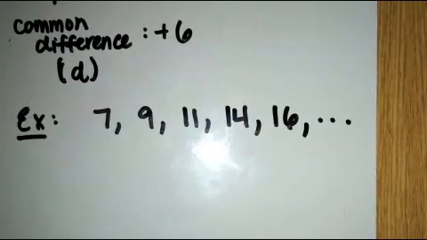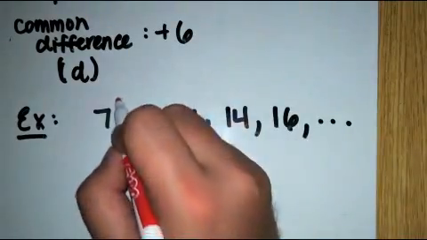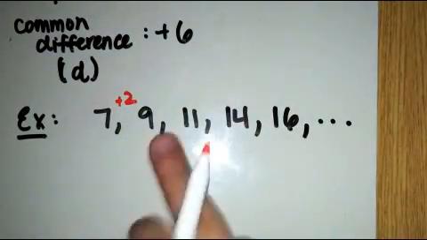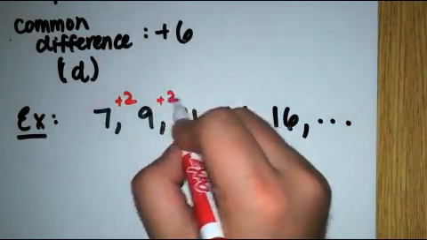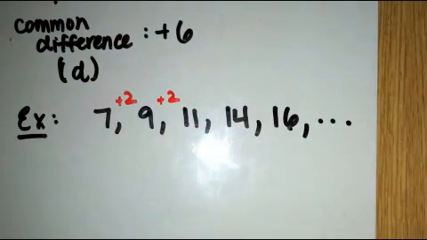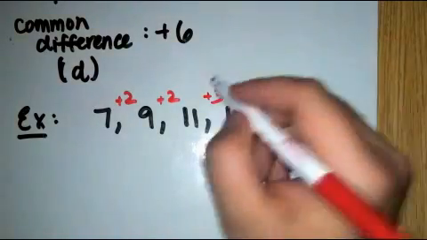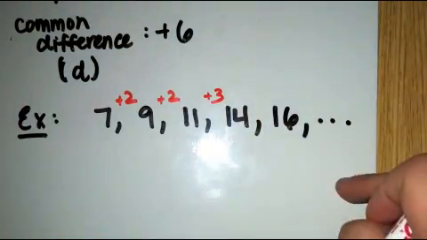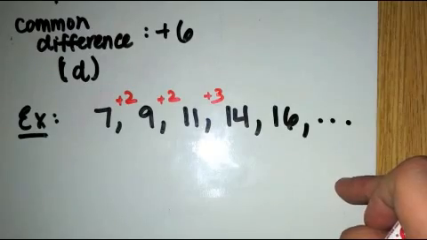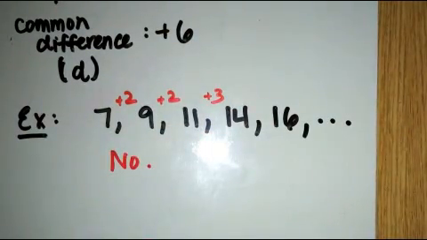It looks like it is though, because for me to go from 7 to 9, I'm adding 2, right? And to go from 9 to 11, I'm adding 2. But look at what happens here. For me to go from 11 to 14, that's going to require an add of 3. Right there spoils the fun of it being an arithmetic sequence. So the answer is no. It's not an arithmetic sequence.